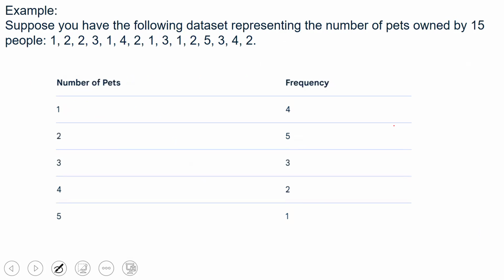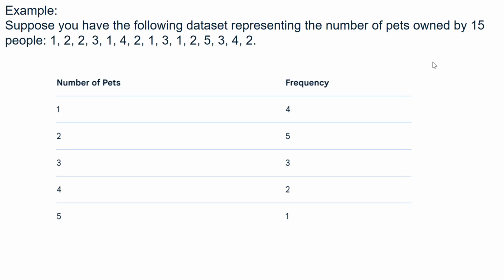So let me look at some examples, ladies and gentlemen. As we can see, this is an example. Suppose we have the following data set representing the number of feet owned by 15 people. You can look at the numbers. Each can serve as a data point. So we have 1 as a data point, we have 2, we have 3, we have 4, and we have 5.